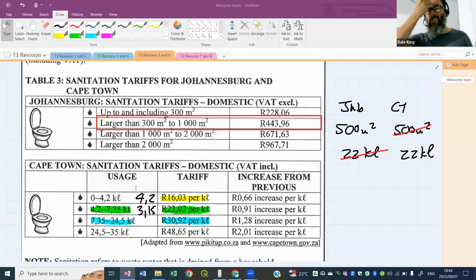In Joburg, they're not measuring. They just look at your property size and do a once-off rate, which means anyone from 300 to 1,000 square meters for that second bracket is paying the same. So the guy who's got a 1,000 square meter property is smiling. He's paying just as much as a guy with a 300 square meter property. And he can use as much as he wants. They both can use as much as they want.